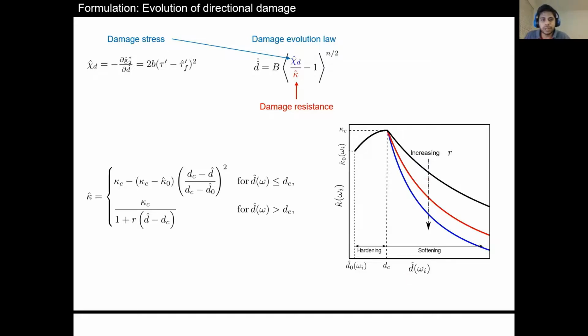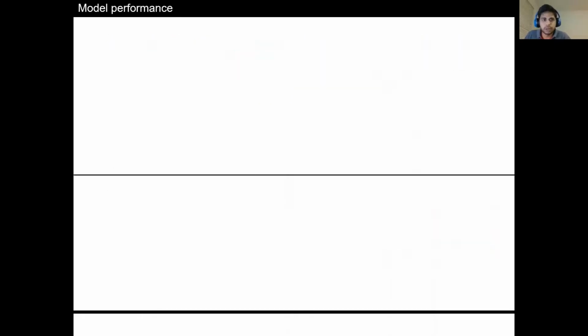Similar to the frictional sliding, the directions undergoing damage evolution at any given time are collected in a set theta d, and this completes the model formulation. To evaluate the model performance, we consider an initially isotropic material such that the distributions of kappa and d are considered constant with respect to the direction at the beginning.